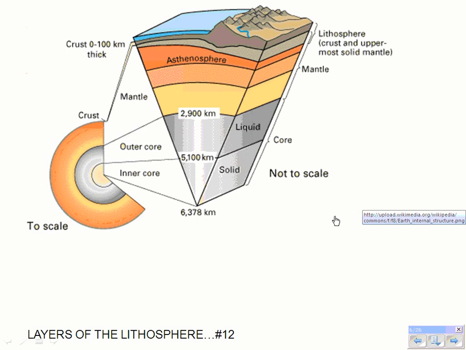The next slide is showing you a picture of the inner part of the Earth. You can see we have the inner core, the outer core, the mantle, and the crust. Remember, the crust and the upper mantle are considered the lithosphere. And a little bit deeper in the mantle, we have the asthenosphere. So we have the core, mantle, and crust.